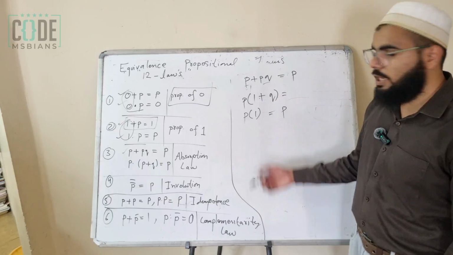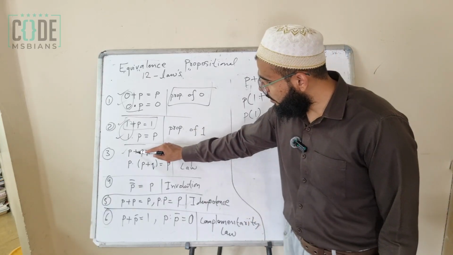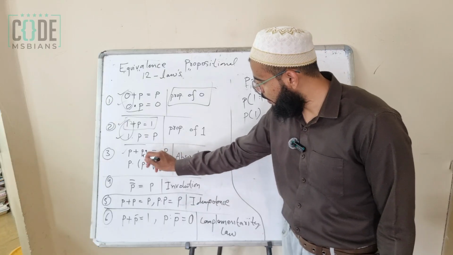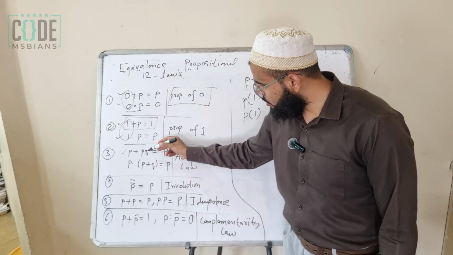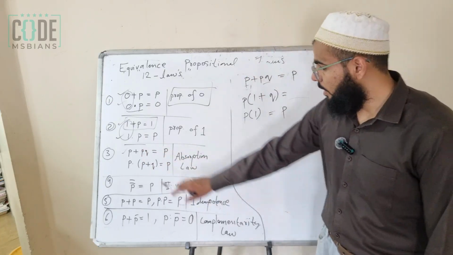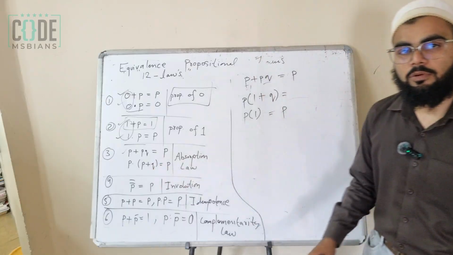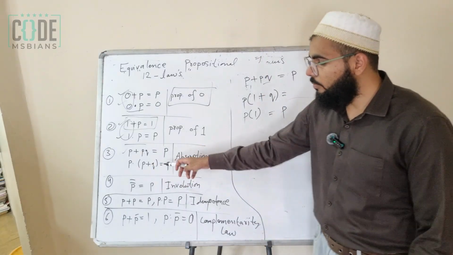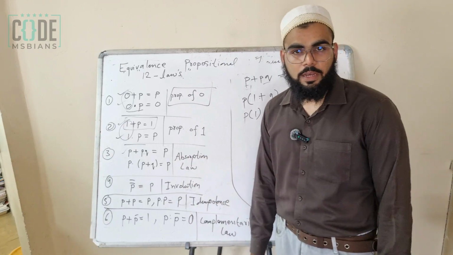So if you change the sign, for example, instead of OR here, you change to AND, and here where you have AND, I am putting dot, when you change to OR, then also the result will be P. So when we interchange from OR to AND and AND to OR, the equation will give you the same result. That means it is valid as per the law.